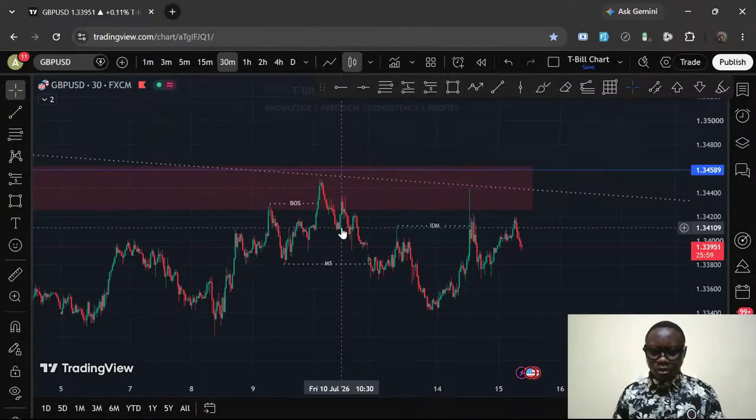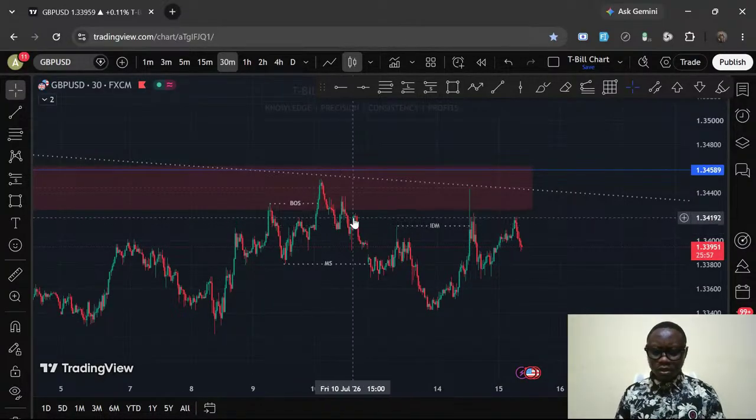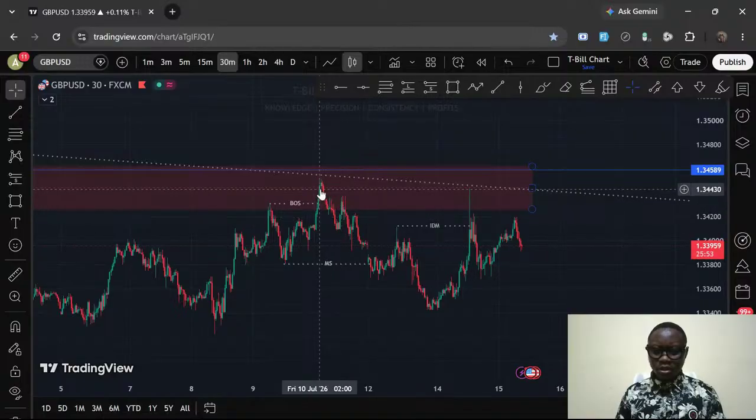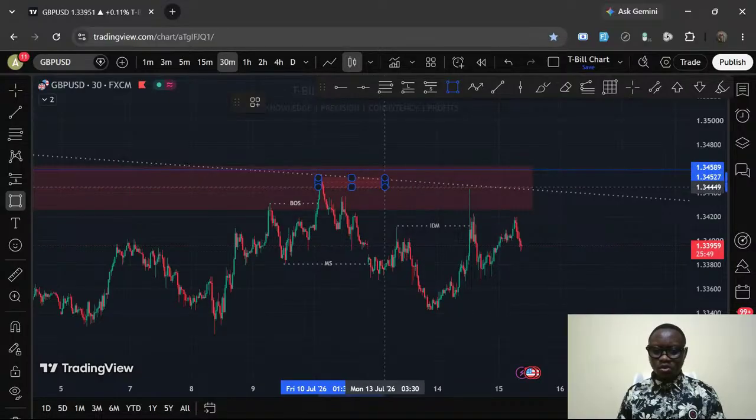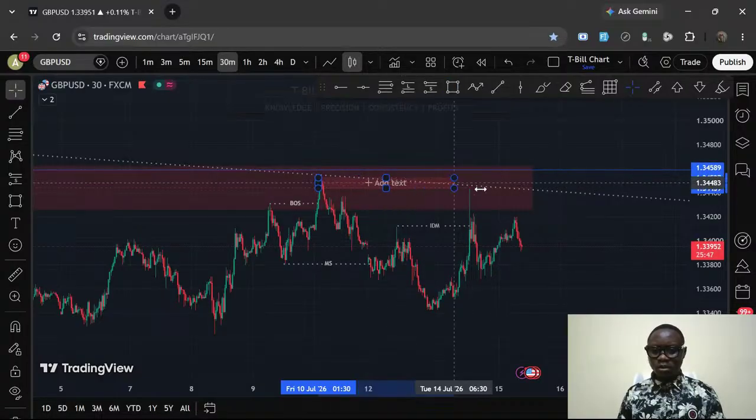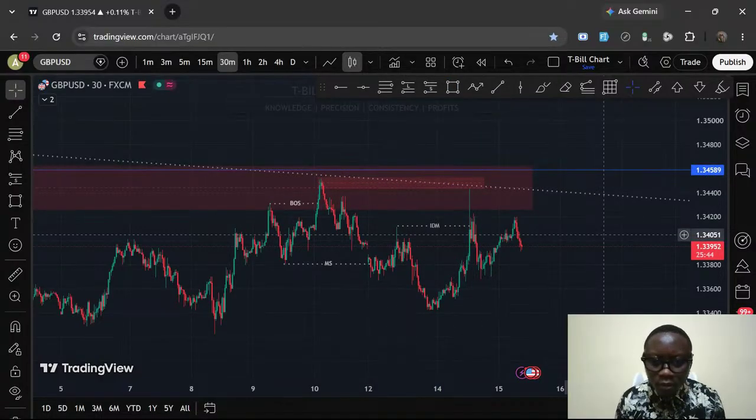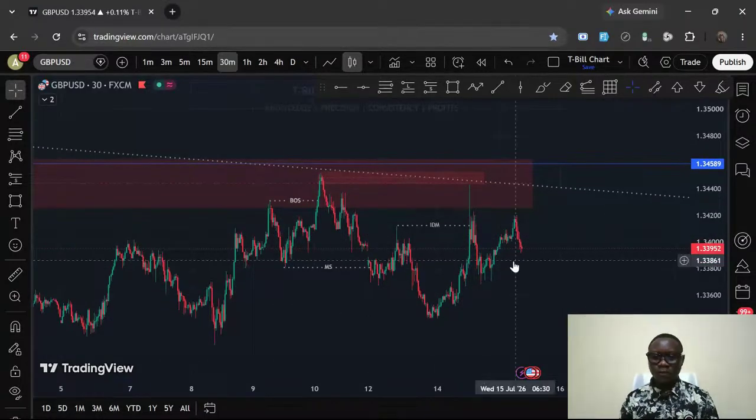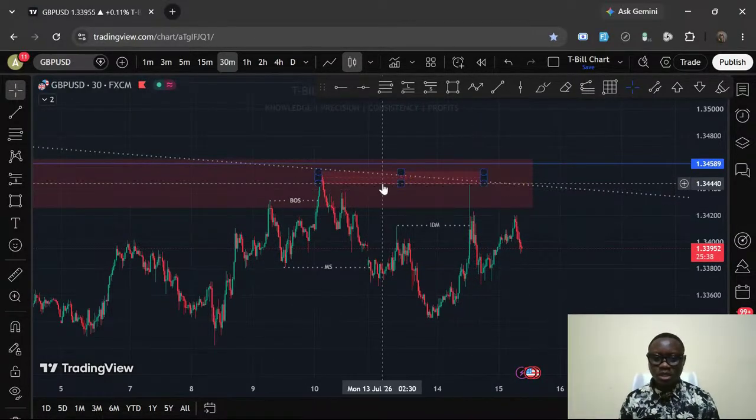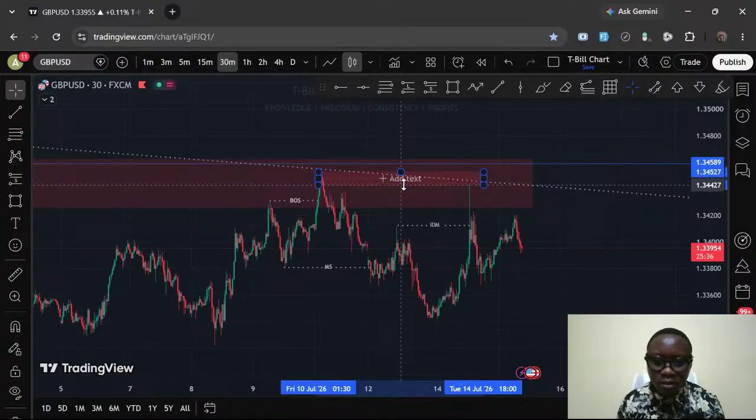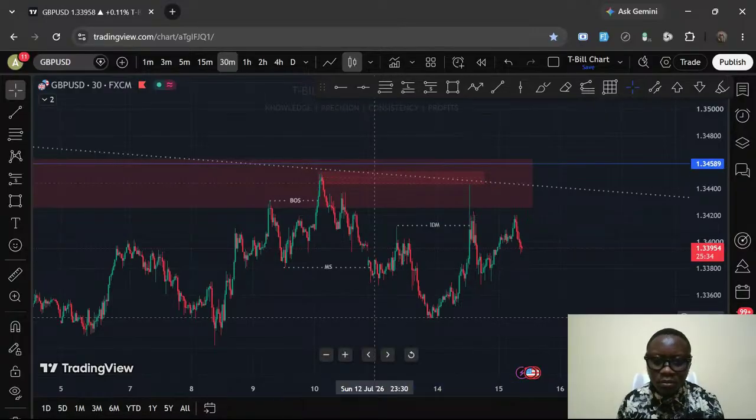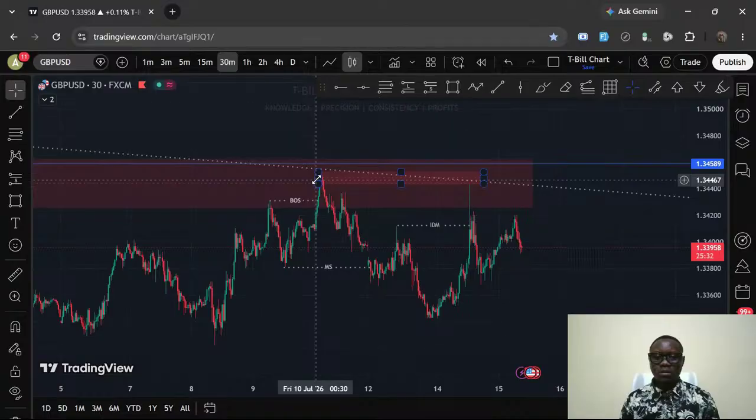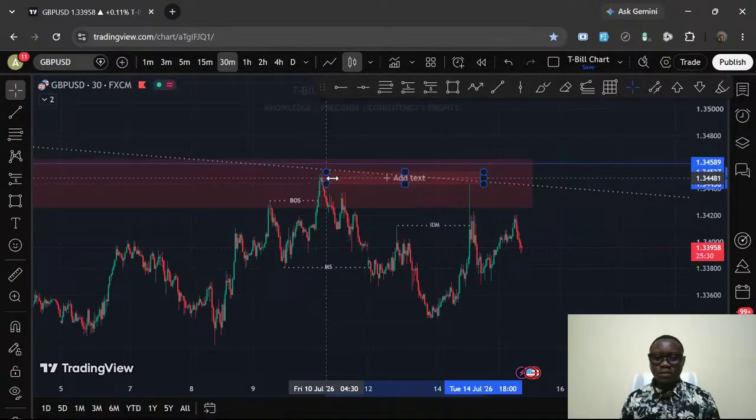And of course, this was invalidated. And price tapped into the extreme order block zone right here and started selling to the downside.